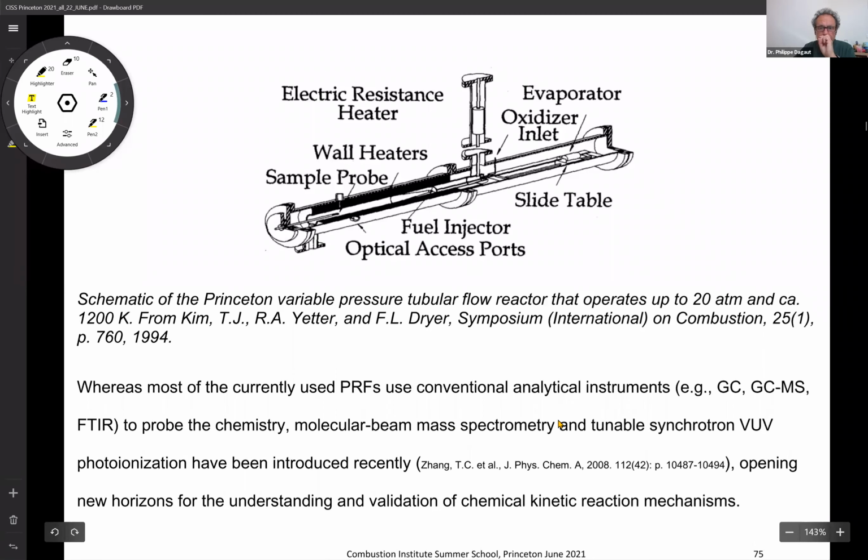Molecular beam mass spectrometry and tunable synchrotron vacuum UV photoionization have been introduced recently. And in this paper, they report some data. And this is, as mentioned before with the micro shock tubes, opening new horizons for the understanding and validation of chemical kinetic reaction mechanism. This technique allows to probe some of the intermediates that couldn't be probed using standard or more conventional techniques.